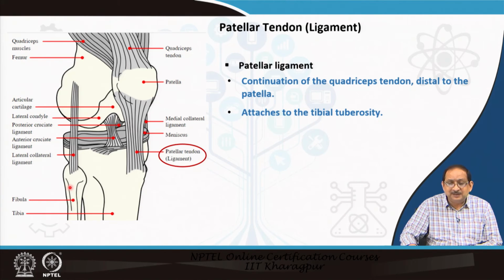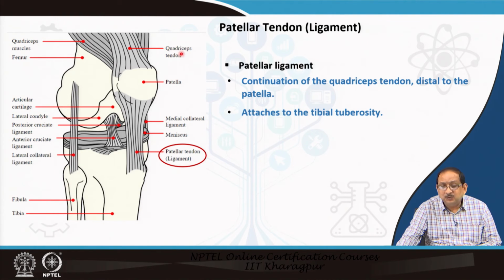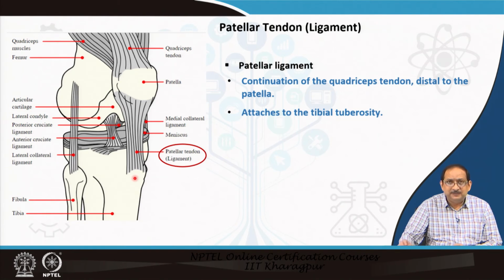The patellar tendon or ligament, as it is called, is a continuation of the quadriceps tendon. And it is basically distal to the patella. So, it is clearly shown here, although it is a continuation of the quadriceps tendon, it is distal to the patella and attaches to the tibial tuberosity.